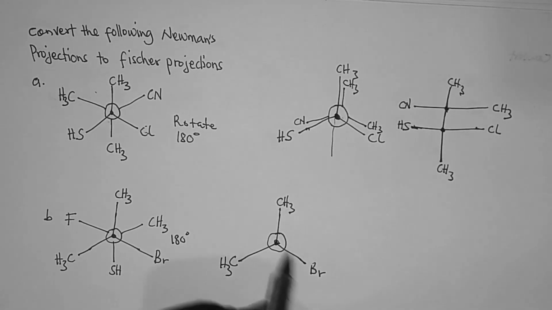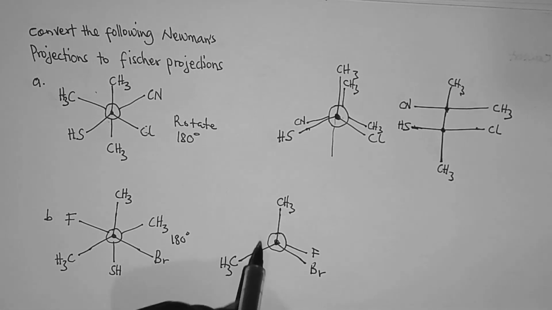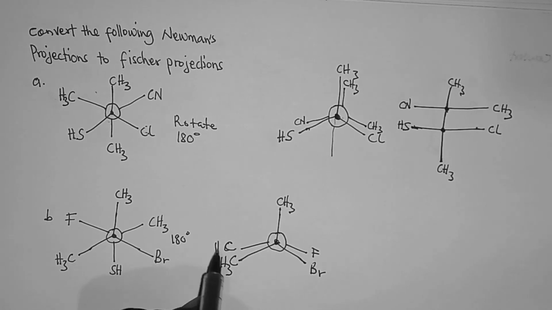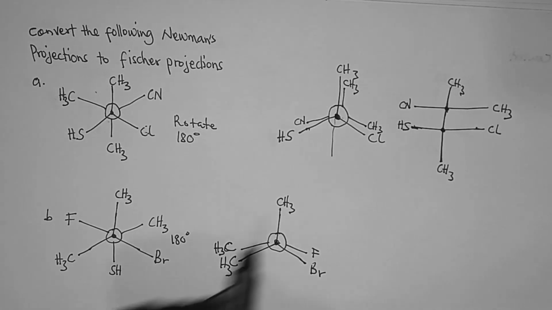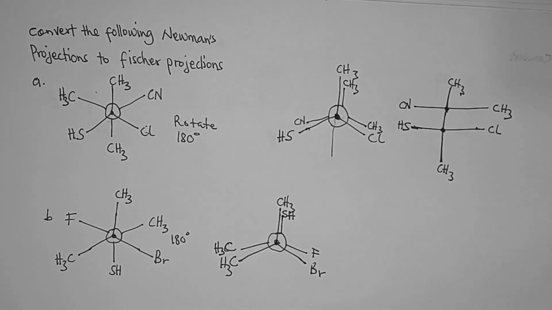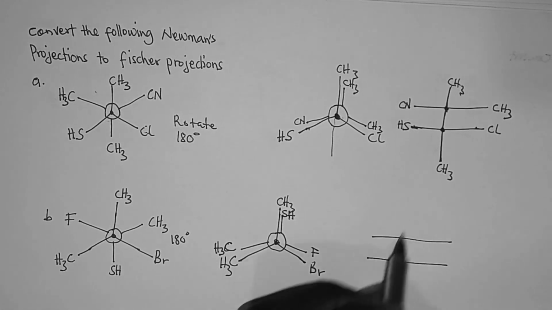But then we'll rotate it into the eclipsed form by rotating it by 180 degrees. And if we do that, this side will be a fluorine. This fluorine will come to this side. This CH3 will go to this side. So this side will also be CH3. And then the thiol will go on top. And then the SH comes to this. And so we can go ahead and draw the Fischer projection.